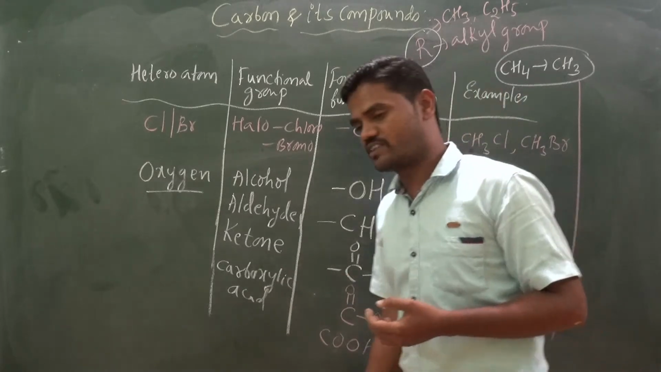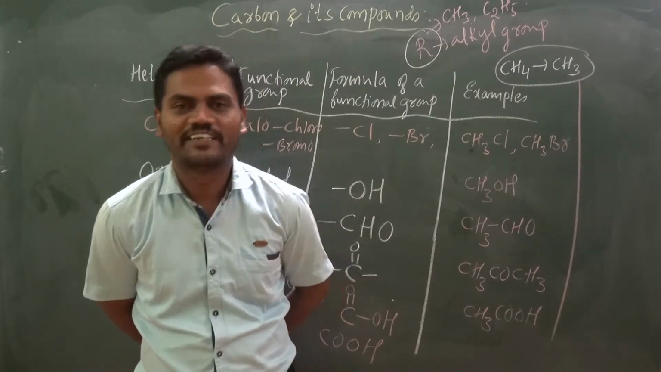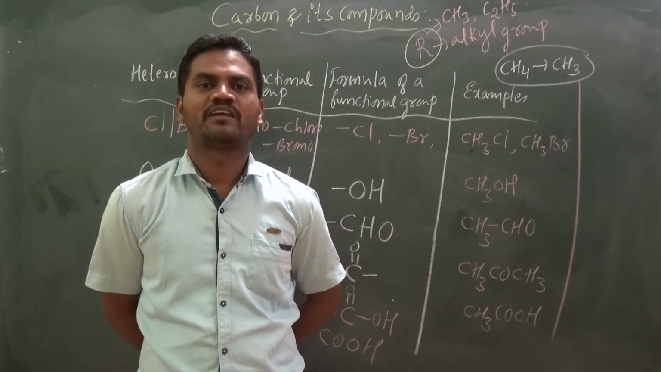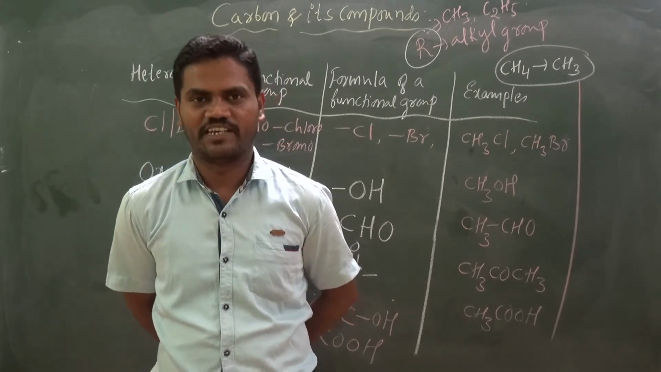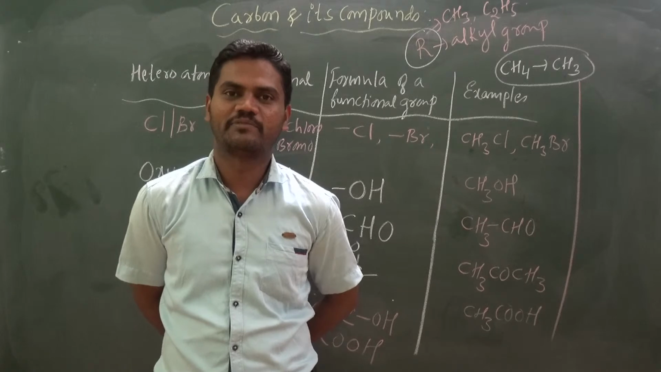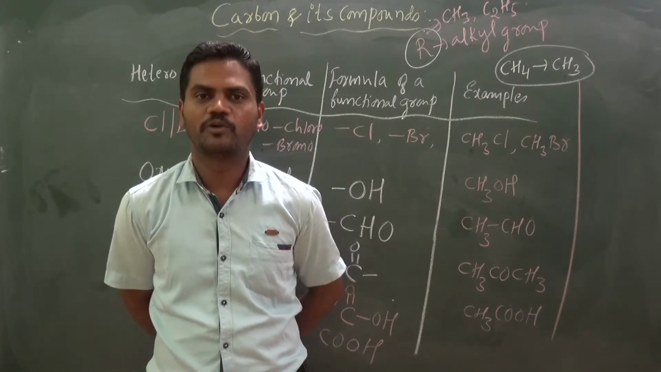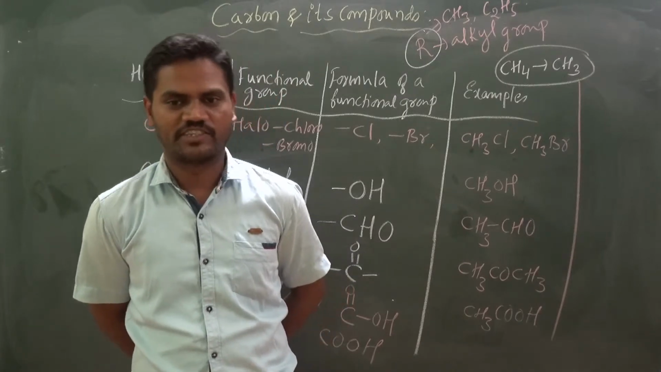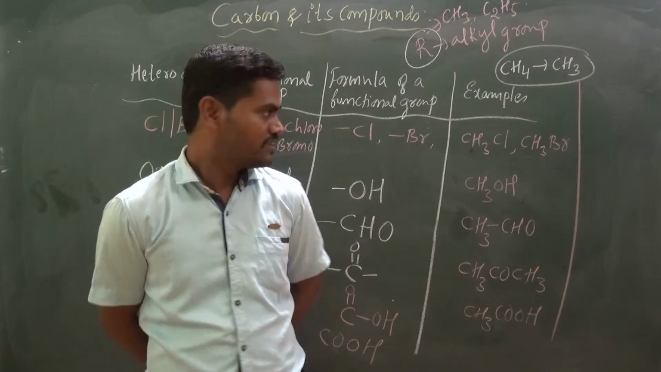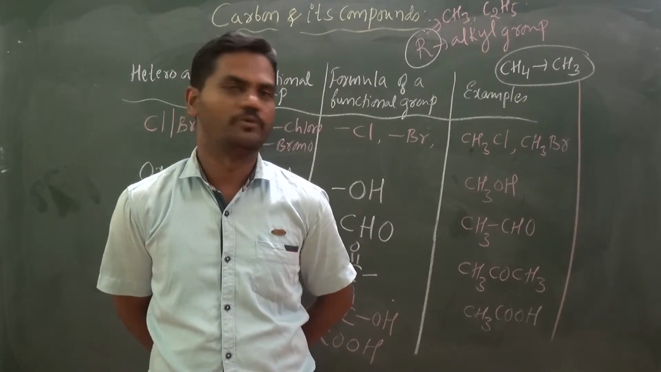Most of the students get confused in identifying the functional group present in the aldehyde and the carboxylic acid. If only CHO is there, definitely it's going to be an aldehyde. If COOH is there, definitely it's going to be a carboxylic acid. So this is all regarding the functional groups present in the carbon atoms. I hope you understood this one.